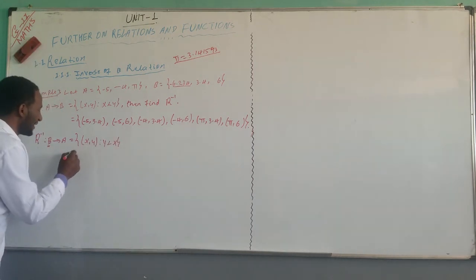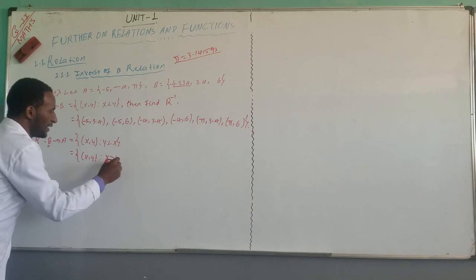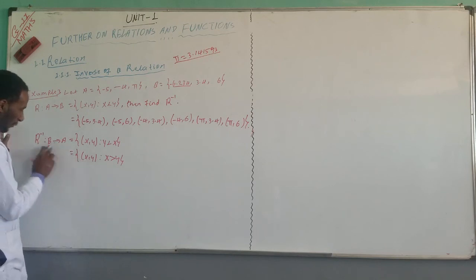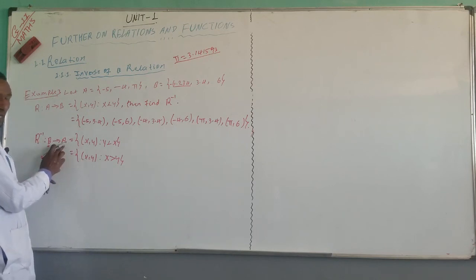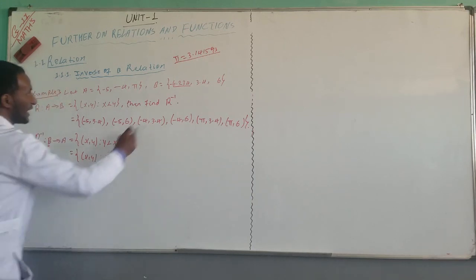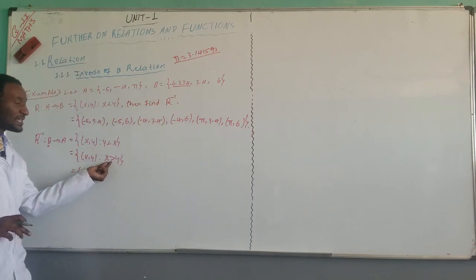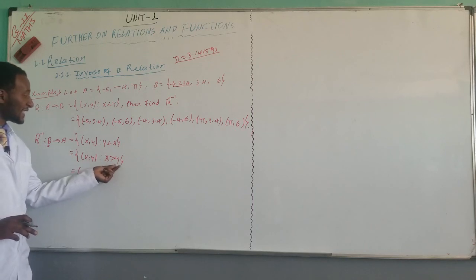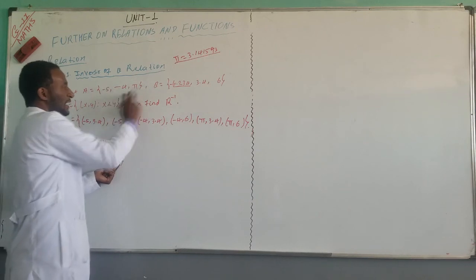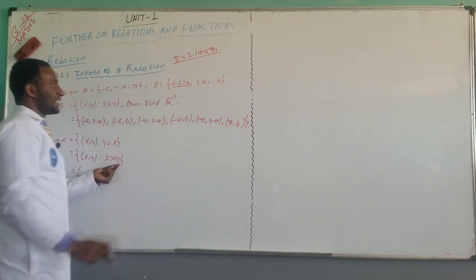We can rewrite this as x, y such that x is greater than y. Then the first entry is taken from B and the second entry is taken from A. When we take the first entry from B, let us take negative 6. Negative 6 that is taken from B must be greater than the second entry taken from A. When we see the numbers given in A, all are greater than negative 6.